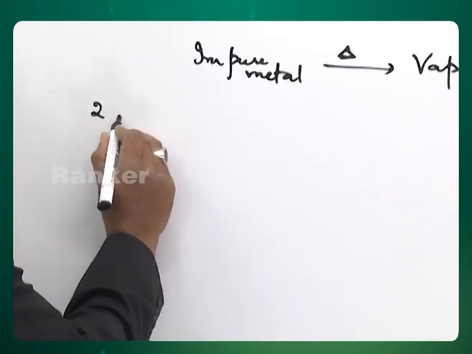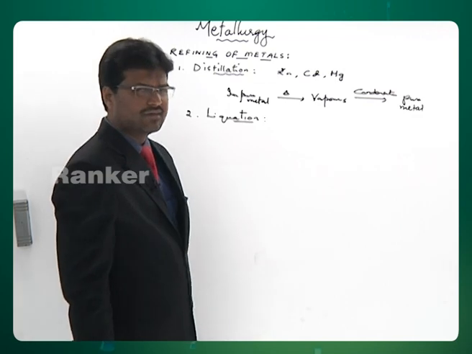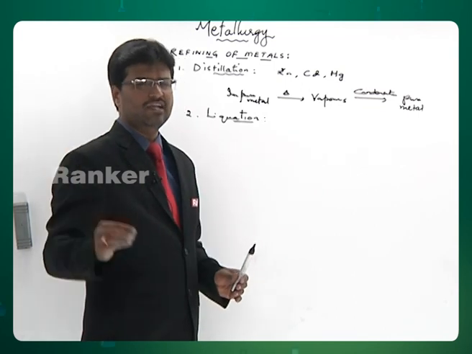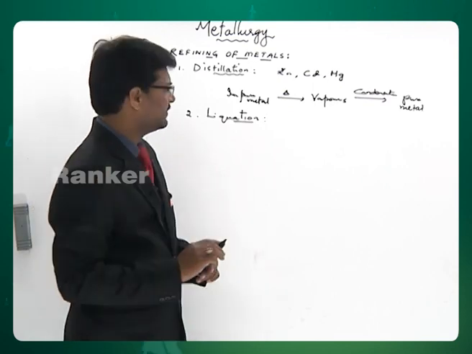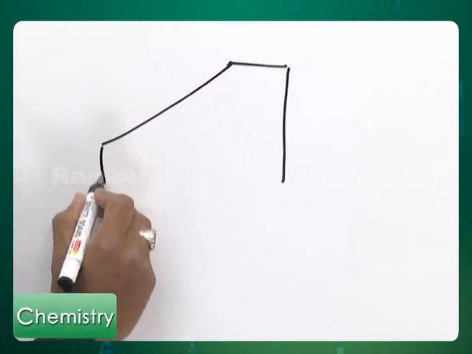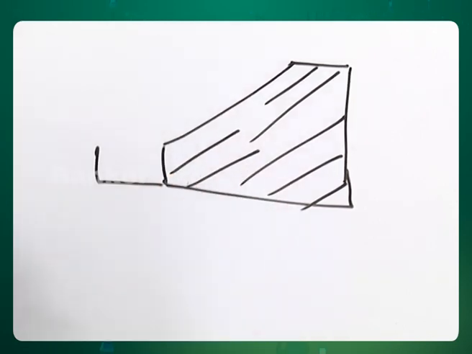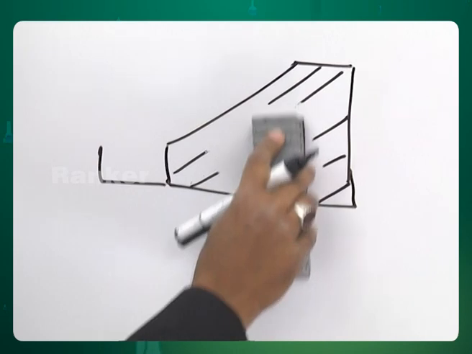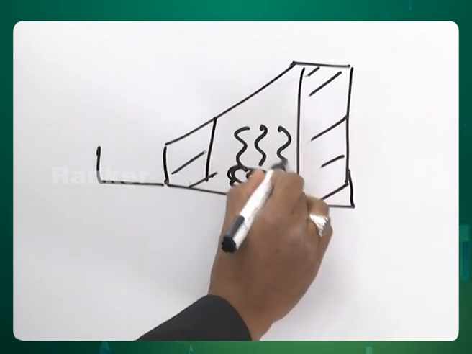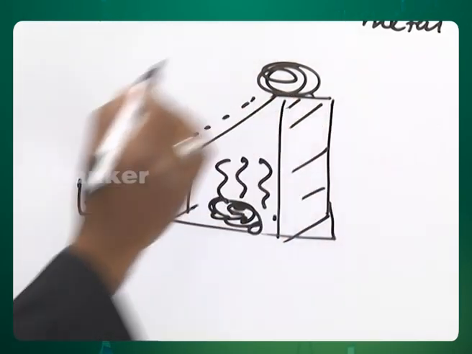The next method we are going to discuss is liquation. In this method, we transform the metal into a liquid. The liquid flows down and the non-volatile impurities or high melting impurities are left behind. Look at the method. You keep the metal on a sloping surface. This is where you have heating. This is the furnace. This is where heating is done, and then the metal is placed here. It melts and flows down and gets collected here. Impurities are left behind here.